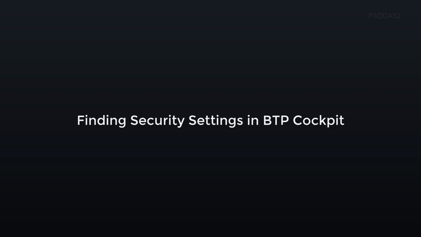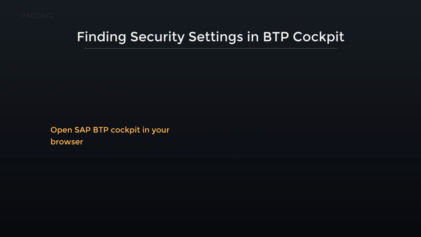Finding security settings in the BTP cockpit. Open SAP BTP cockpit in your browser. This means launching the central web interface where you manage all your BTP services and applications. For instance, a developer first opens the cockpit to check user permissions for a new app. It is your primary starting point for all security configuration.